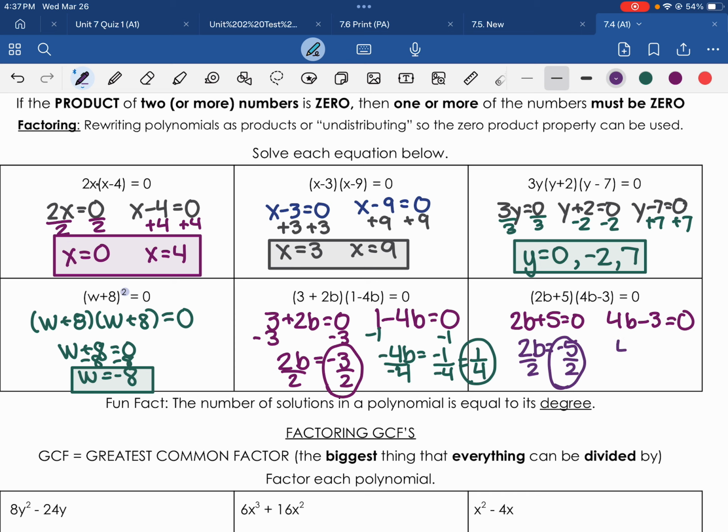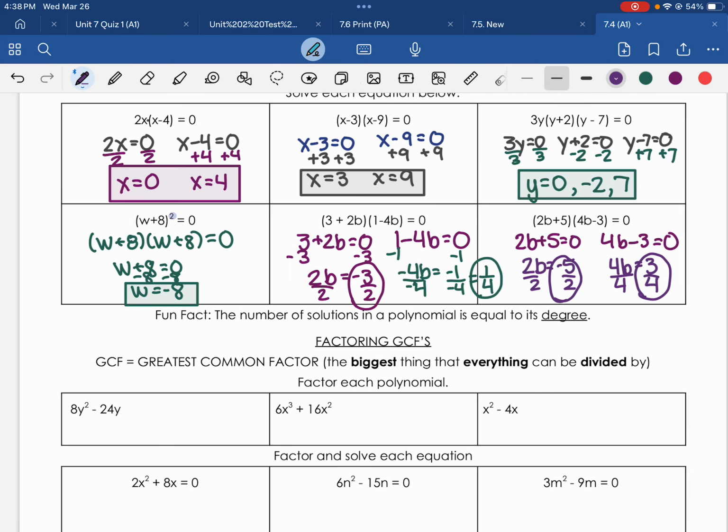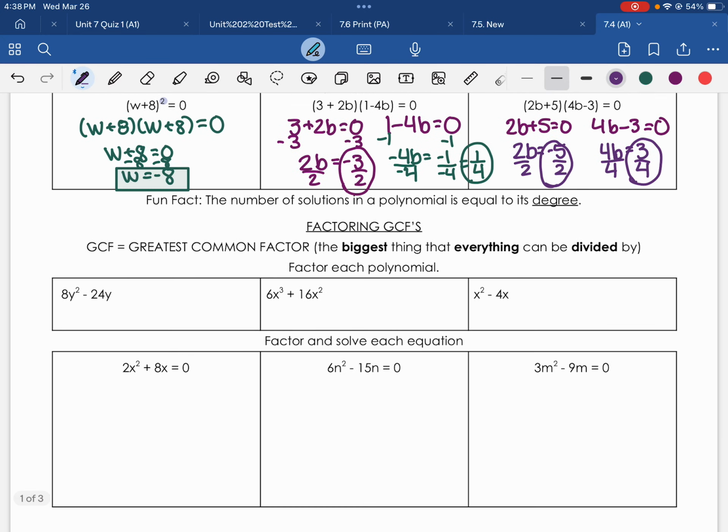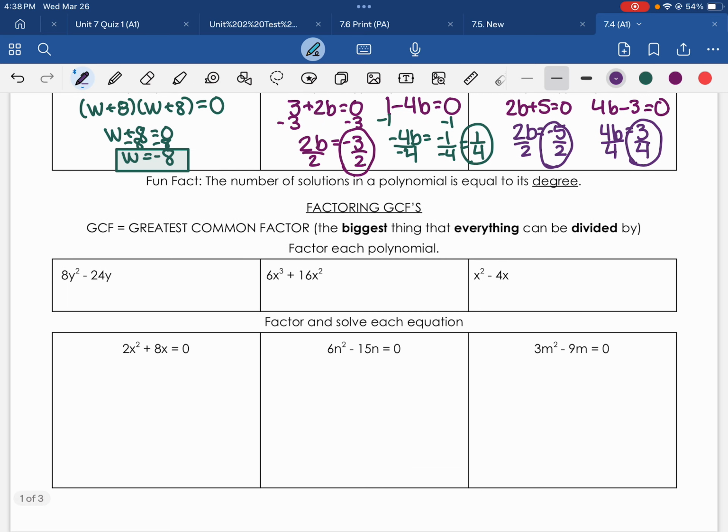Second one, I would add the 3 to the other side, which would give me 4b equals 3. Divide by 4, so 3/4 is my other answer. Don't be scared of the fractions. You're going to see a couple fraction answers. They're not that hard. We're just less comfortable with them because they aren't nice and pretty integers.